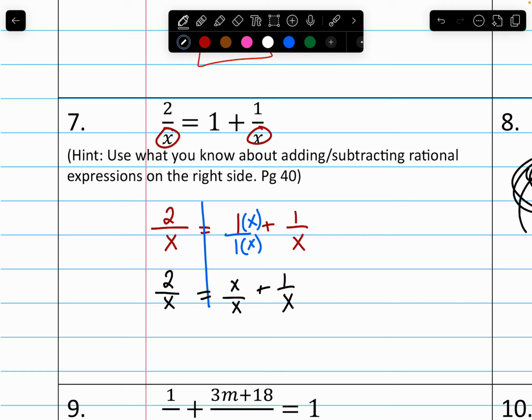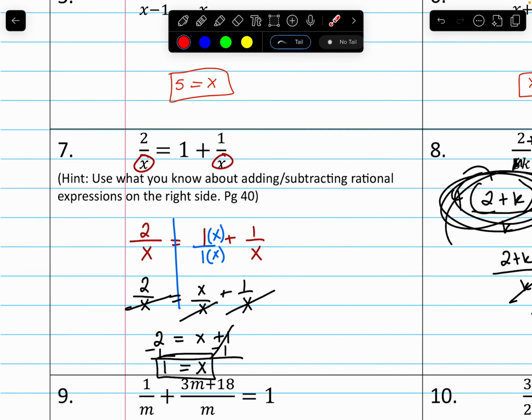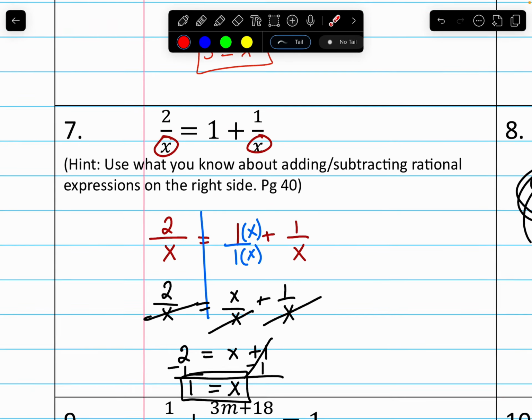So now what do you notice? All of them have x as your denominator. Let's get rid of it. Now we have 2 equals x plus 1. Therefore, minus 1, x equals 1. That's it. Okay, so don't panic over these type of problems. Just use what you know. And what we know is we multiply by the opposite denominators to add the denominators. Okay, all right, that's pretty much it.